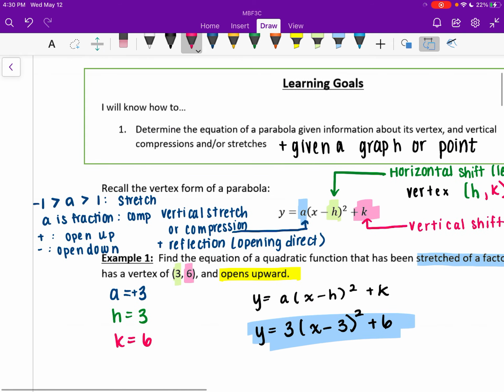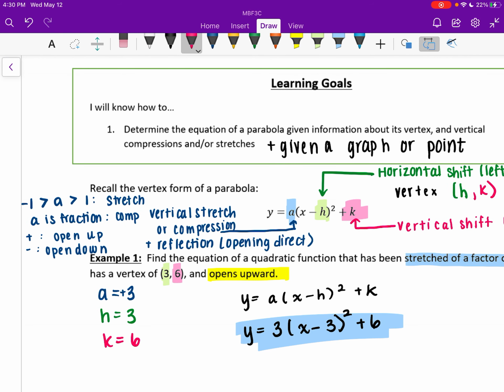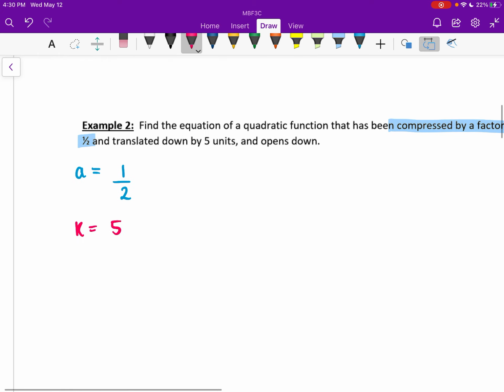The thing that tells us if something opens up or down is, again, A, whether it's positive or negative. If it opens down, it's going to be negative. So we're going to say A is negative, and I'm just going to throw that negative sign in front of the A. So now I know A, I know K, and if I don't have something for H, I'm just going to assume that it's 0, because there's no horizontal shift. I'm not adding anything to the X value, I'm just adding 0.